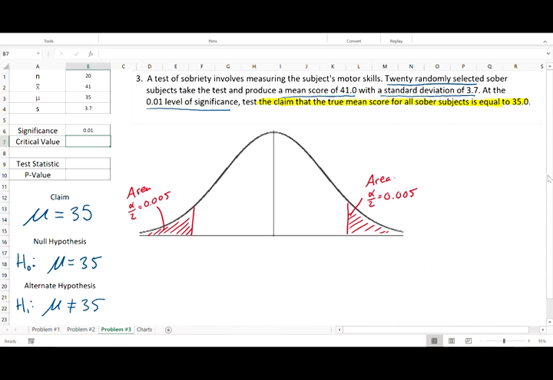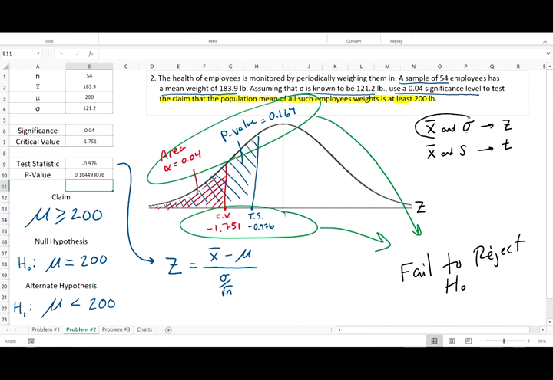But this is the t distribution. This is the t distribution because, like I said in the last problem, if you have x bar and sigma, you use the z for the normal distribution. If you have x bar and s, you use the t distribution. So we are here. Let me go back to problem 2 and circle this one because that's the one we used for problem 2.